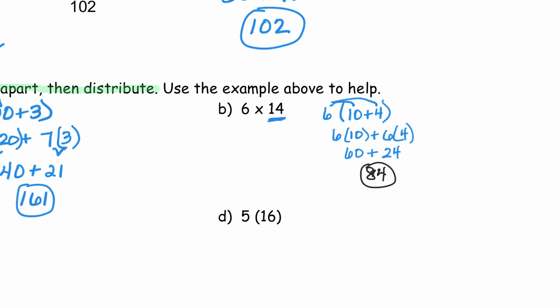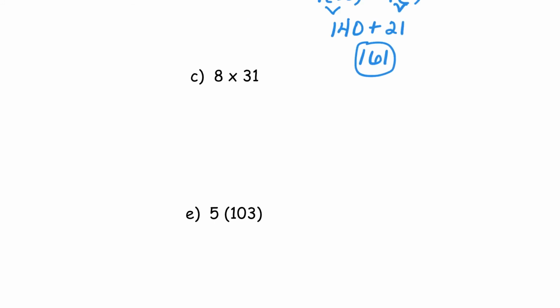Letter C is a little more of the same. So I have 8 times 31. I'm going to use the break apart and then apply the distributive property. So I have 8 times 30 plus 1. What you're looking to do is figure out, how do I break apart this number? And I put it inside the parentheses. And then I simply apply the distributive property. So this becomes 8 times 30 plus 8 times 1.